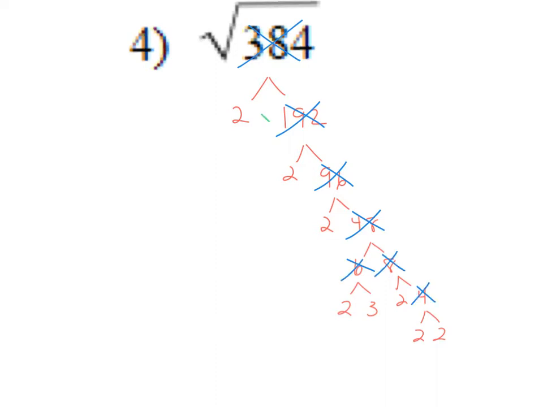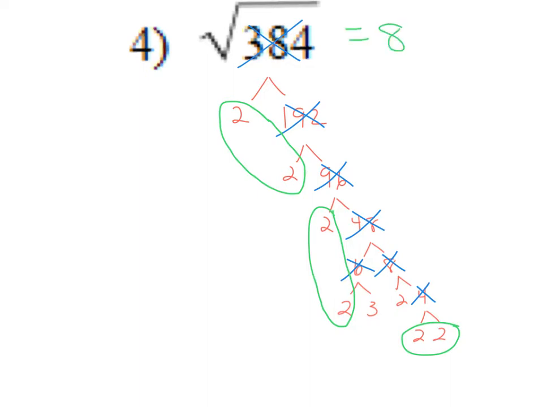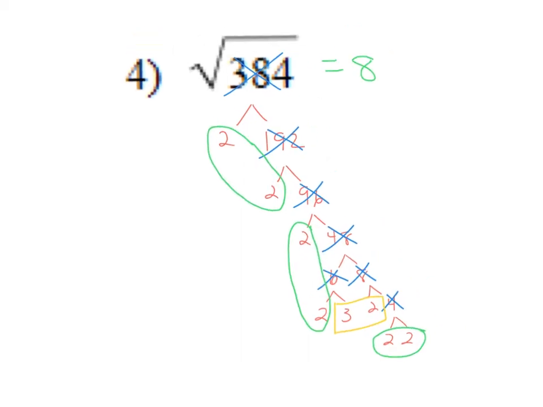All right, so now I'm looking here. I got a pair of 2s. I got another pair of 2s. And I got a pair of 2s here. So 2 times 2 is 4, times 2 is 8. Now on the inside, I've got a 3 and a 2 left over. So 3 times 2 is 6. So 8 root 6 is my answer here.